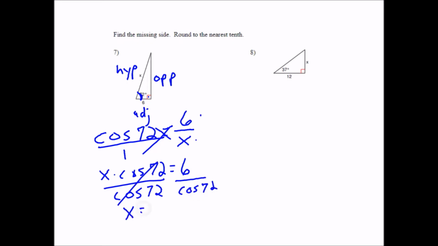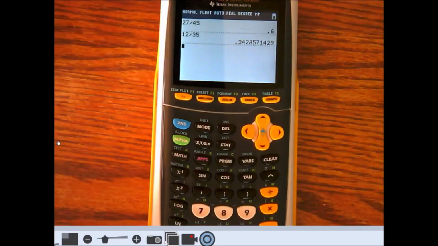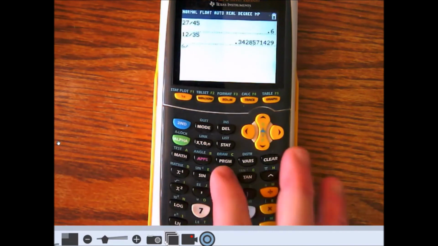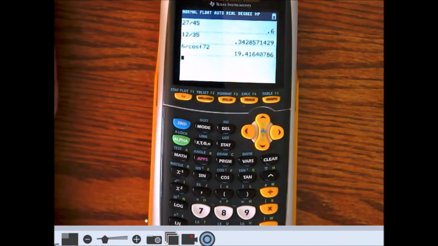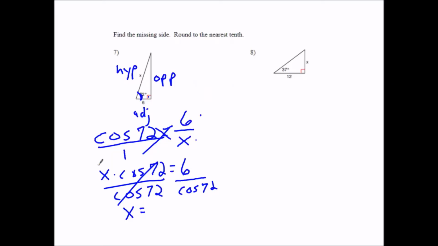We get x is equal to, then we go to our calculator. So 6 divided by cosine 72. And I think it said round to the nearest 10th, so 19.4.